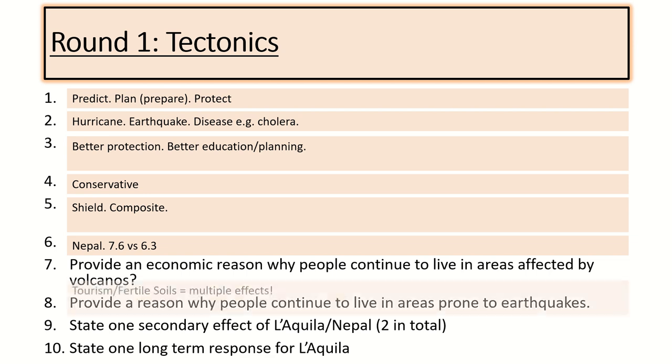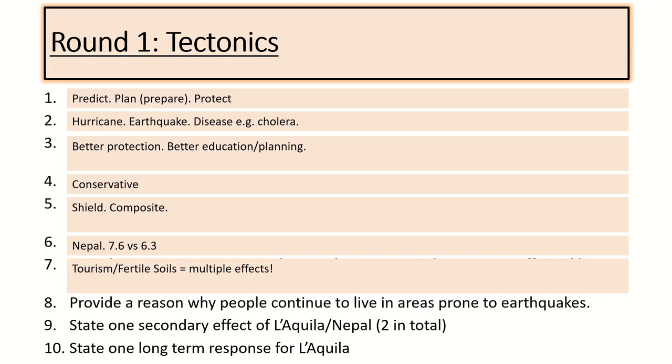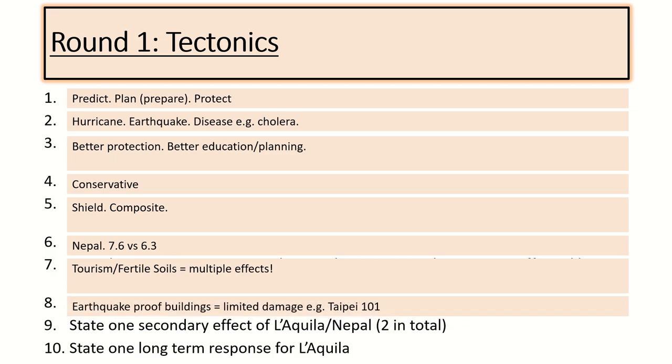People still live next to volcanoes because of tourism and fertile soils, both of which cause a multiplier effect. People tend to live in earthquake-prone zones either because they can't afford to leave due to poverty, or because nowadays we have such good earthquake-proof buildings like Taipei 101, people can live in Taipei or in Taiwan, and if an earthquake happens, they know there's a good chance they're not going to get hurt or die from it.